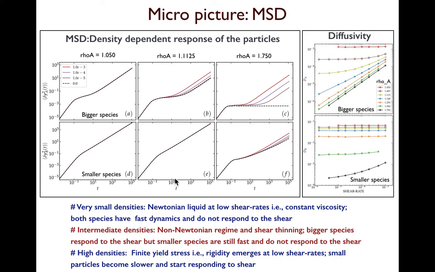To connect these macroscopic measurements with the micro picture, we actually do the measurement of mean square displacement at different densities in the presence of shear and in the absence of shear. So these measurements in the presence of shear and absence of shear at very small density for bigger and smaller particles are almost similar. It means the system is not responding to the shear, but here at some intermediate density we see that bigger particles start responding to the shear because they become slow, and smaller particles are not responding. At very high density, both bigger and smaller particles become slow and they both start responding to the shear.